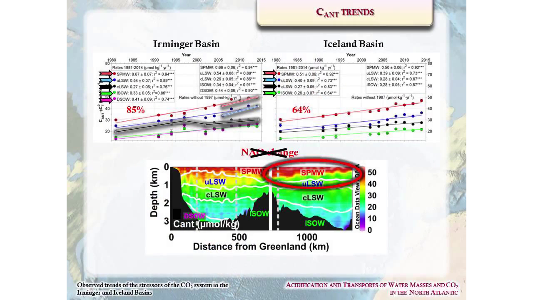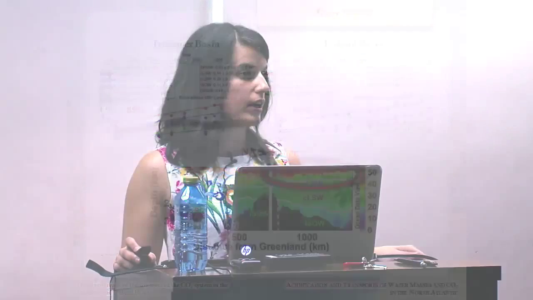However, in the Iceland basin, the levels of anthropogenic CO2 of the subpolar mode water keep rising at about 64% of the expected rates if saturation with the atmosphere is assumed. And we explain this by the thicker subpolar mode water of the Iceland basin, which includes poorly ventilated waters with low content of anthropogenic CO2. We don't observe any change in the rates related to the change in the NAO index, and we explain this by the fact that the increasing amounts of anthropogenic CO2 in the atmosphere counteract the effect of the NAO index.